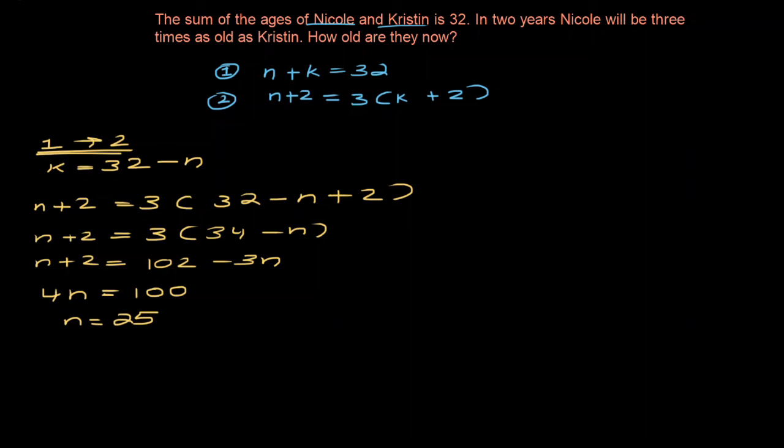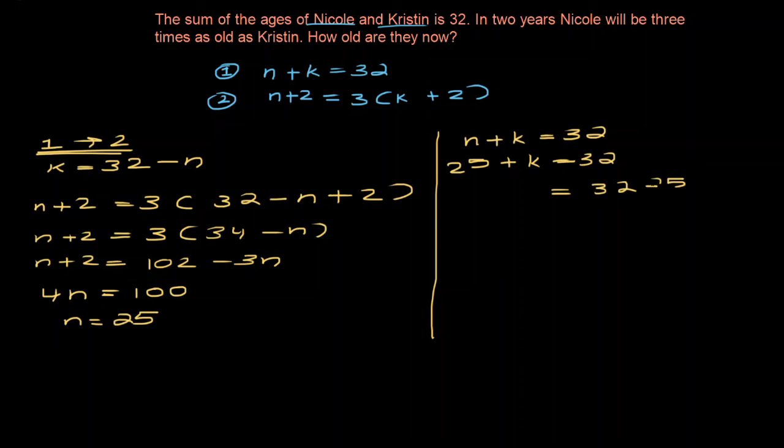Nicole is 25 years old. Now all we have to do is sub that back into equation number 1. N plus k is equal to 32. And we know n's value, 25 plus k is equal to 32. And all we have to do is 32 minus 25. And there we have it. Kristen is 7 years old.